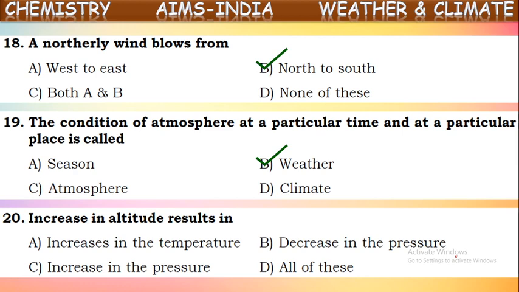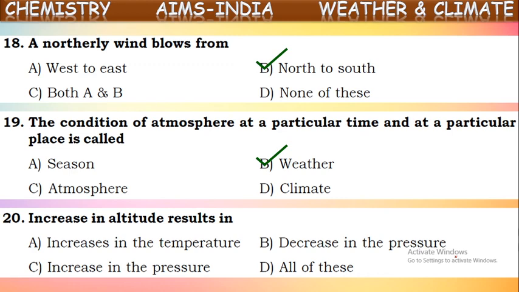Increase in altitude results. What does it result? As we move up, we know the temperature decreases. At the same time, the air presence also decreases. So as we move up and up, there will be less amount of air and so pressure decreases. So as we go to higher altitudes, pressure and temperature both decrease because air content will be less.